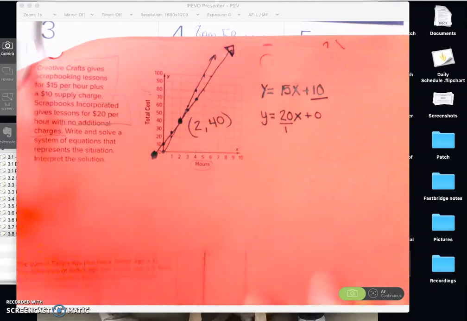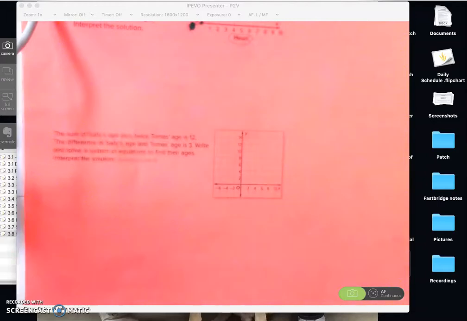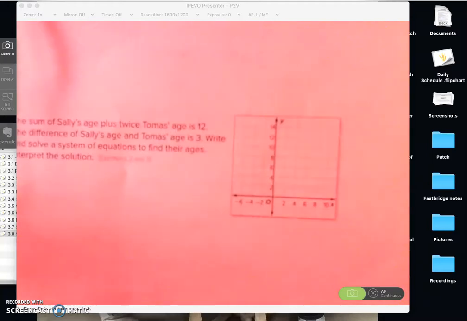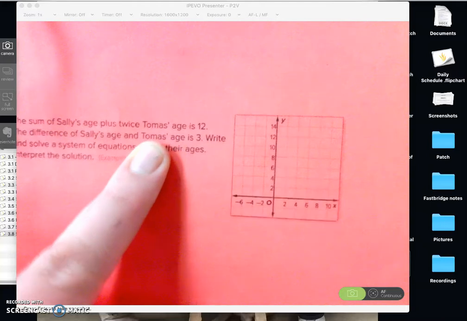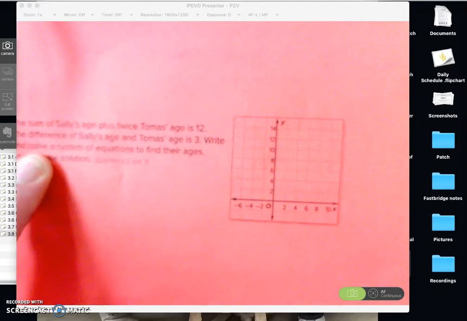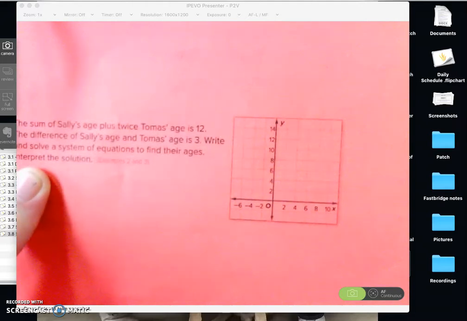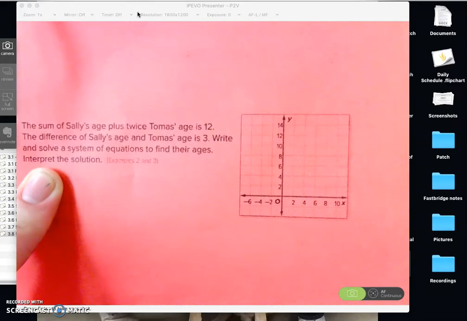Okay, last one. The sum of Sally's age plus twice Thomas's age is 12. The difference of Sally's age and Thomas's age is 3. Write and solve a system of equations to find their ages and interpret the solution. Oh my gosh. Okay, so again, this one, you don't necessarily have which variable is which.